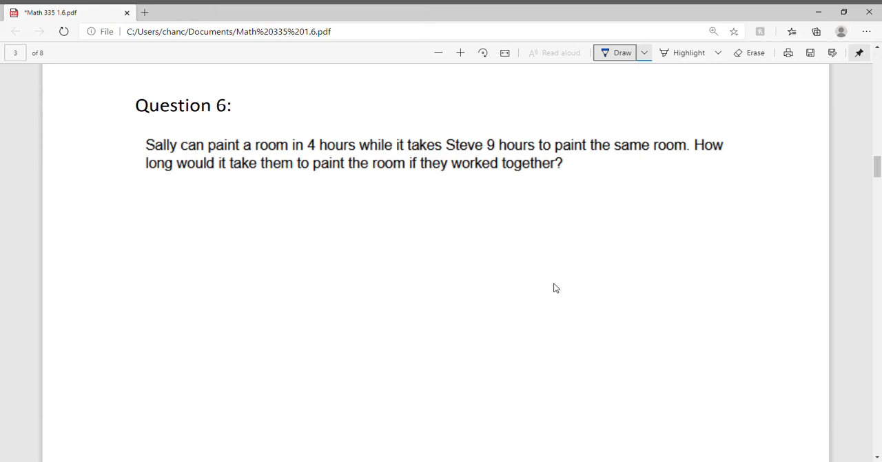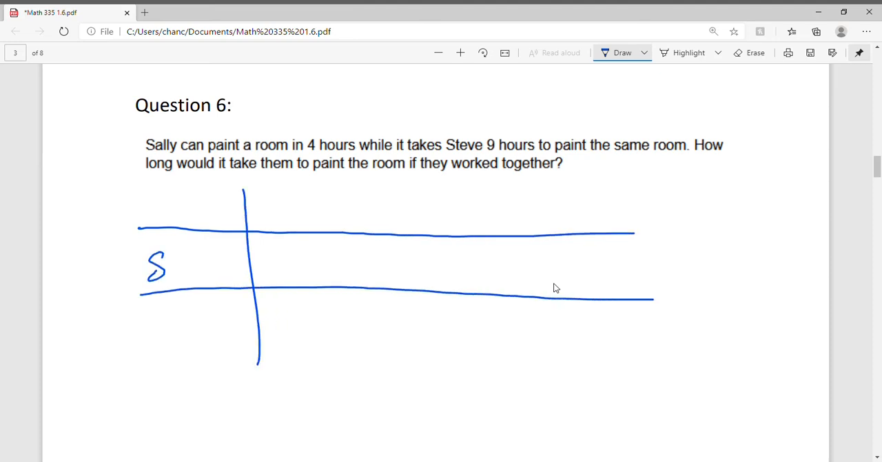Sally can paint a room in 4 hours, while it takes Stephen 9 hours to paint the same room. How long would it take them to paint the room if they worked together? To do this question, let's make ourselves a table. We have Sally, and we have Steve.